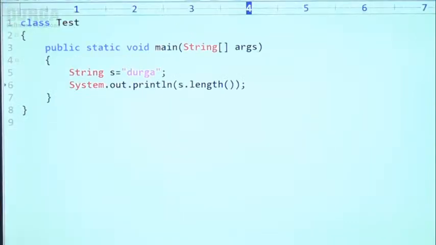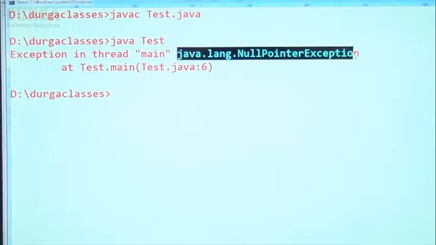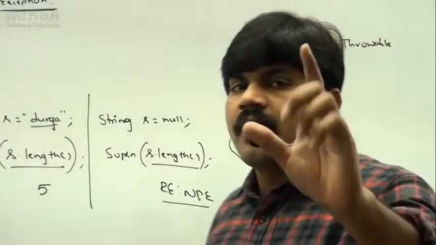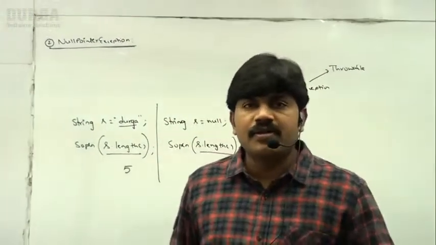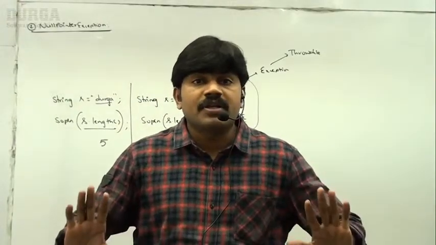Suppose s is equal to null. On the null reference, we are calling the length method. Then what will happen is we are going to get an exception in thread main. What is that exception? Null pointer exception. Everyone can understand, right? So on a null reference, if we try to perform any operation, immediately we are going to get null pointer exception.